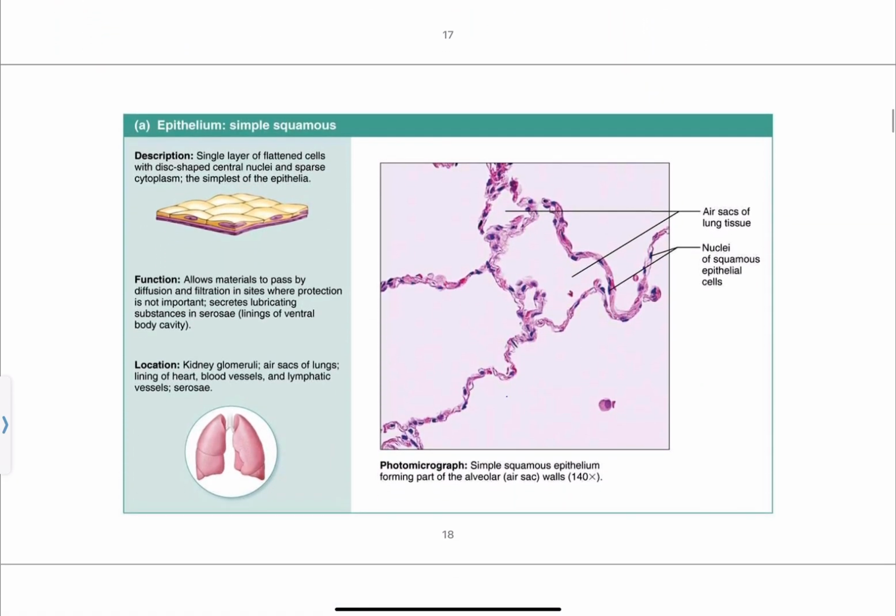Here's an image. This is a great image. This one looks exactly like what the lung slide looks like. So again, here you're worried about lungs being where this can be found for the lecture exam. And we can see it's a single row. We don't see a thick layer. And we also see these squished or flattened nuclei.